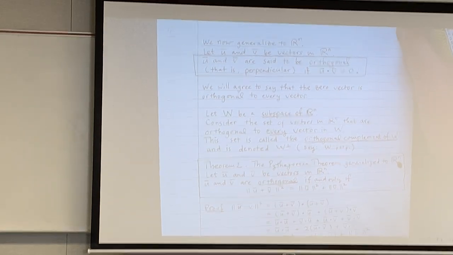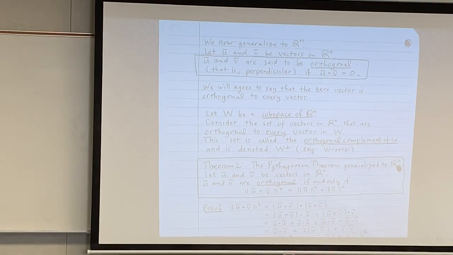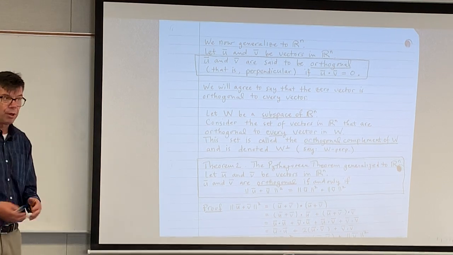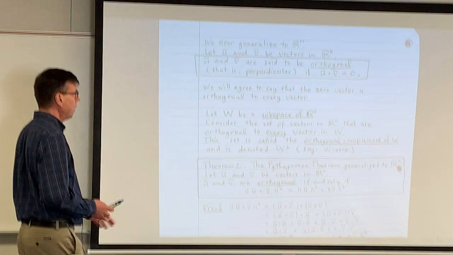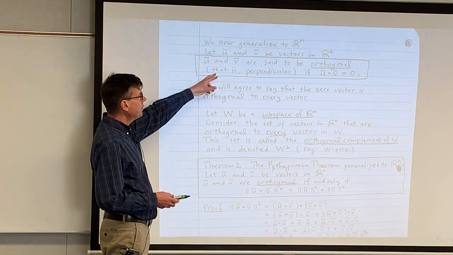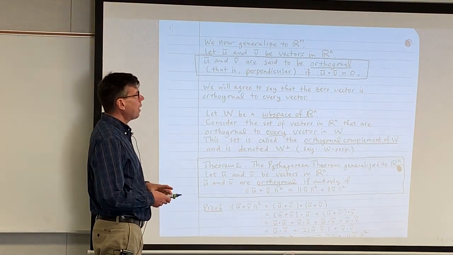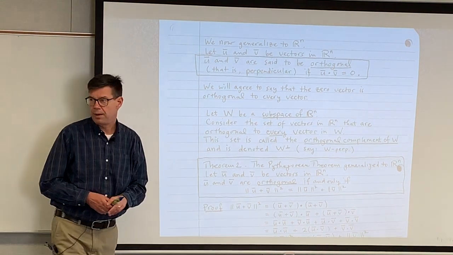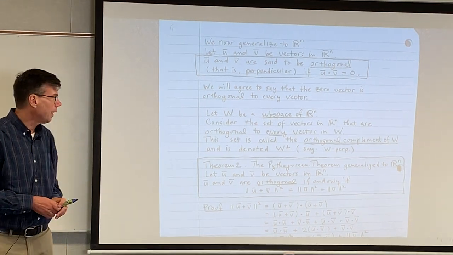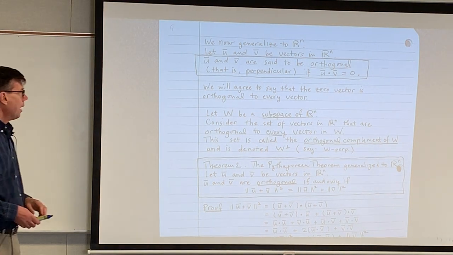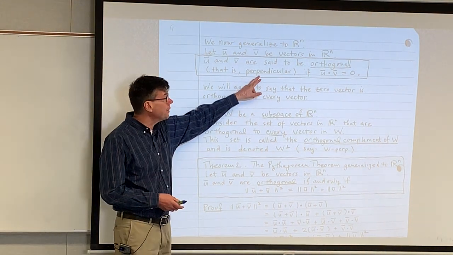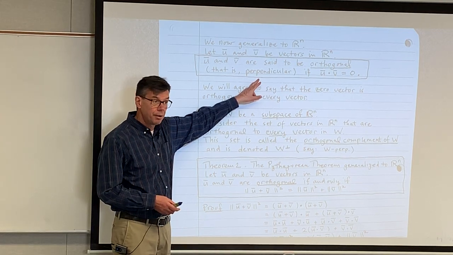So we're going to generalize this idea to Rn now. Now we don't have degrees, we don't have angles. We're only going to have one angle in a sense that we care about. So let u and v be vectors in Rn. We're going to say u and v are orthogonal if their inner product is equal to 0, right? If their dot product is equal to 0. The intuition is that they're perpendicular to each other, okay?